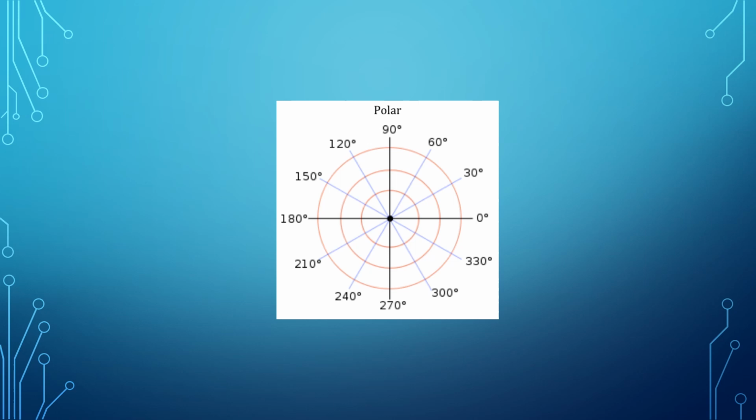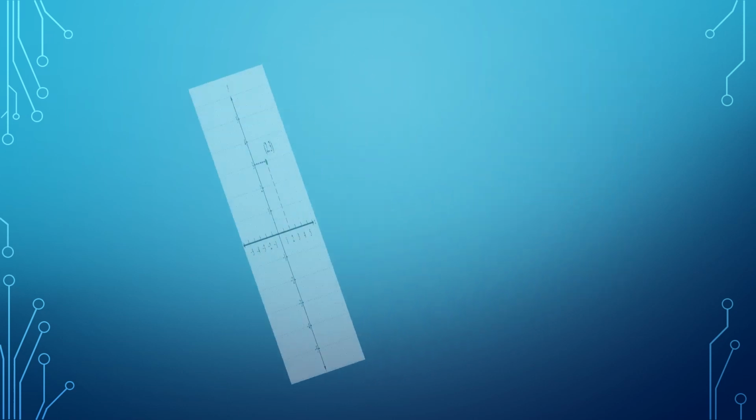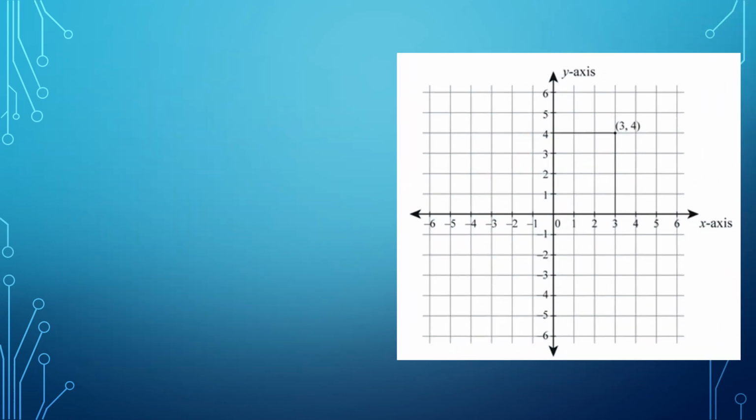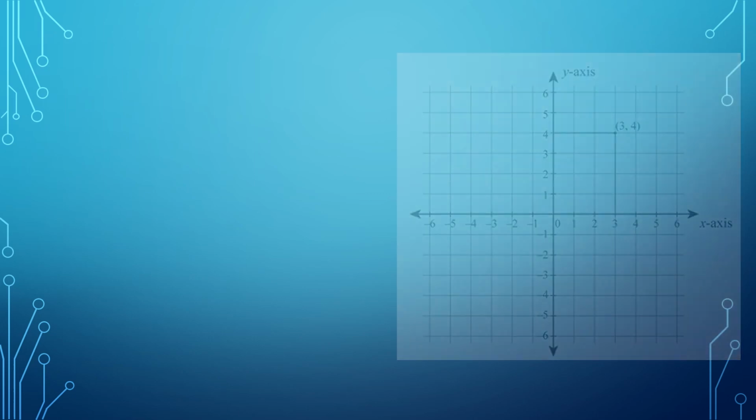This picture shows the polar angles. In this picture, we can see the point located at 2, 3. In this one, the point is located at 3, 4, which is again in quadrant 1. Definitely both should be positive.